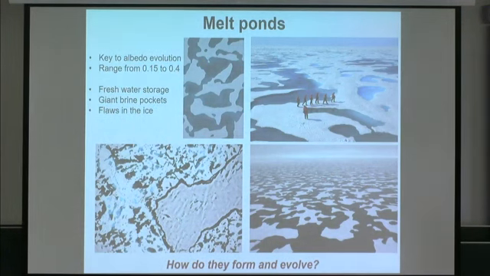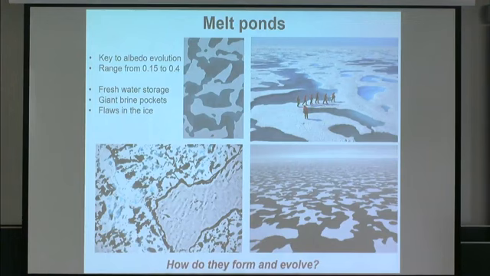Ponds. If there's ever something that complicates Arctic sea ice, it's melt ponds. And that's why I'm really excited about this conference, because there are several melt pond presentations coming up, and I'm really looking forward to that. Ponds are really interesting. They're the key to the albedo evolution. If we look at the albedo evolution, there are a lot of things we can simplify. We can't simplify the ponds. We have to know about the ponds, how they form, how they evolve. Their albedo can be anything from 0.15 to 0.4.